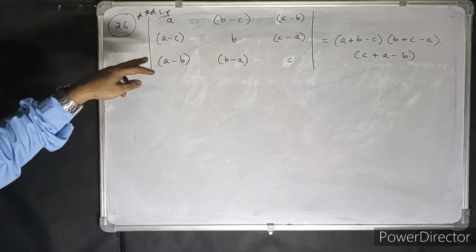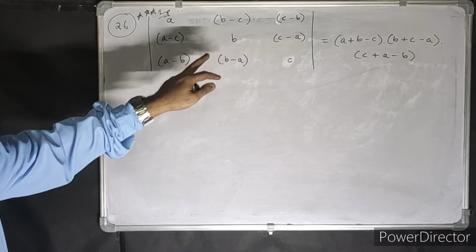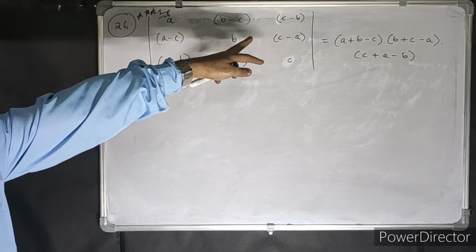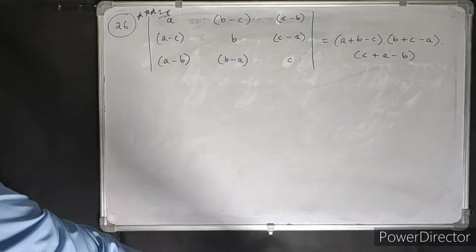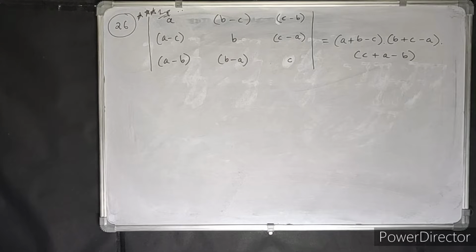A, A minus C, A minus B. B minus C, B, B minus A. C minus B, C minus A, and C. All correct. Now, how do we do this question? Very simple this question is.